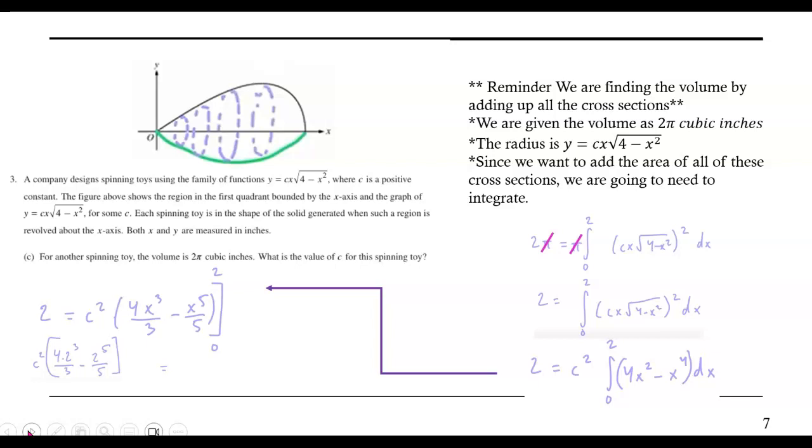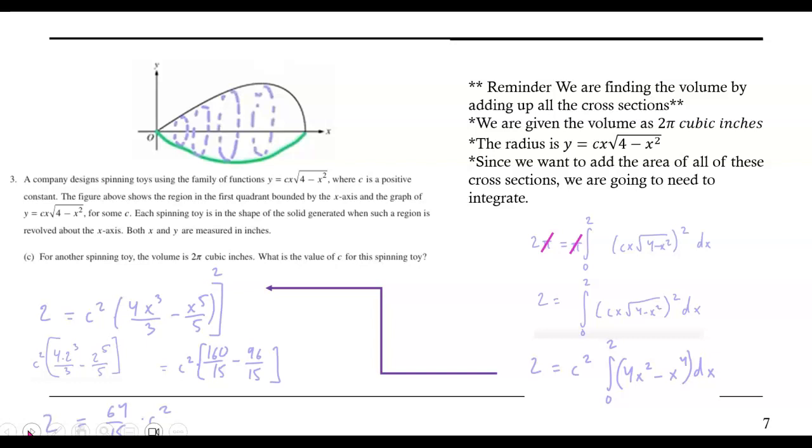If I actually solve this, I do my multiplication: 2 cubed and 2 to the 5th, and multiply that 2 cubed times 4. I'm also going to get a common denominator so that I can combine these. When I get that common denominator, I end up with 160 over 15 minus 96 over 15 times c squared. And so when I solve for this, I end up with 64 over 15 times c squared equals 2.